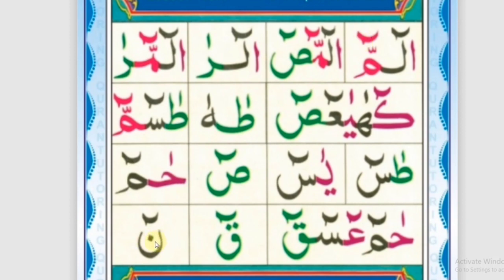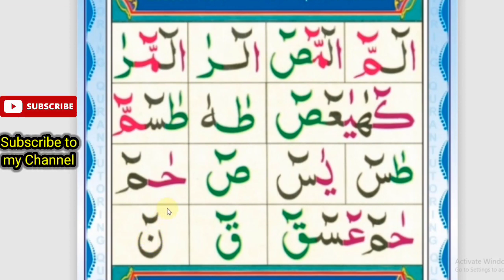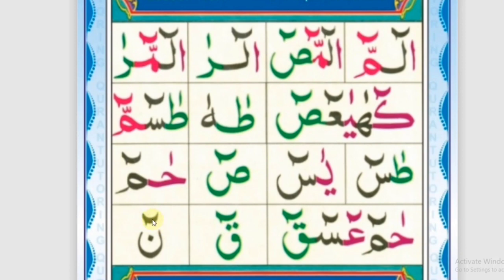Like this is noon, and this noon has MADD. It means we will stretch this noon for 3 seconds. Noon. We will not say noon, we'll stretch. Why? Because MADD is on top. And this sign name is standing fatha. Standing fatha. This small alif is called standing fatha.